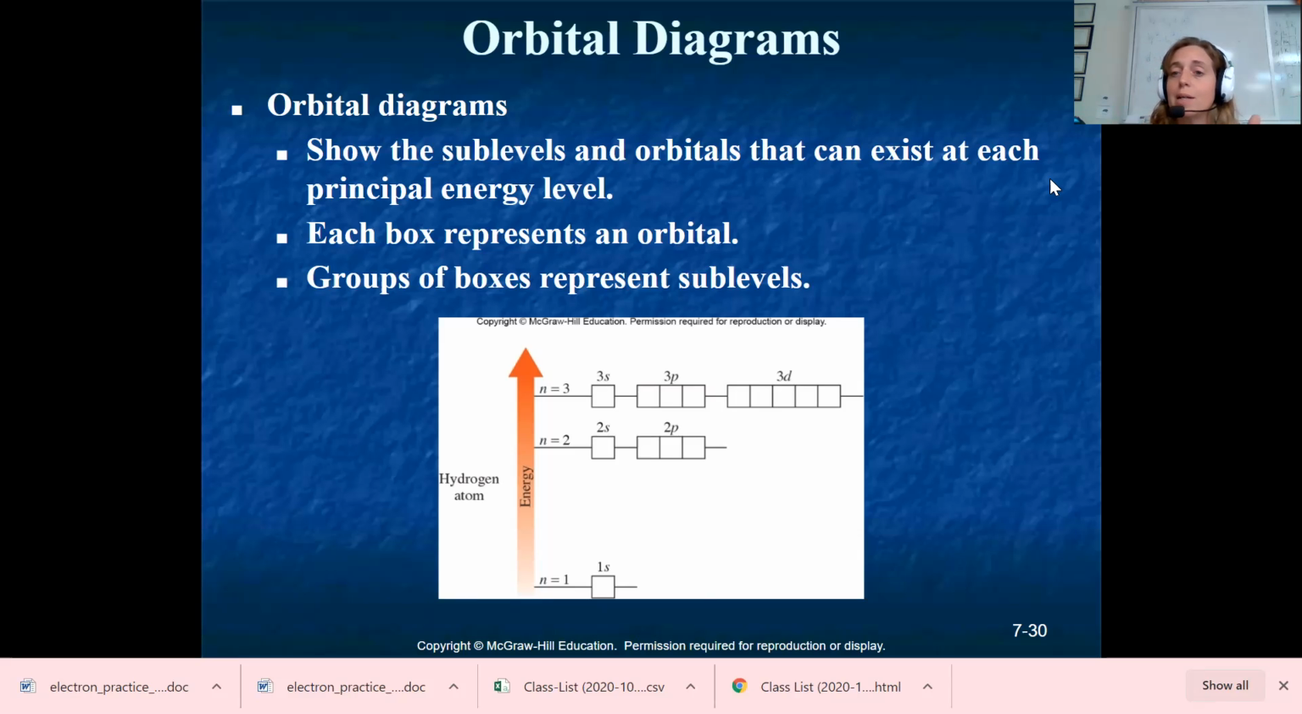The P sublevel has 6 columns, meaning you're going to have 3 orbitals. You always have 2 electrons per orbital. The D sublevel has 10 electrons, so it's going to have 5 orbitals, 2 per orbital. And then the F sublevel has 14, so it's going to have 7 orbitals, 2 per orbital, okay?